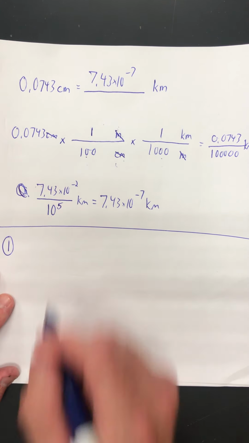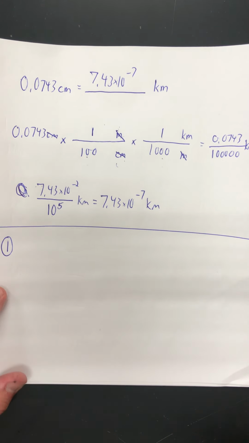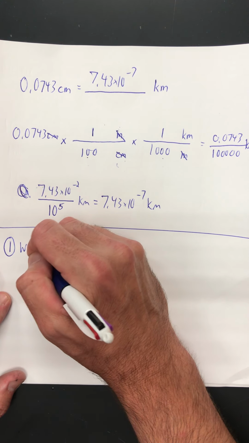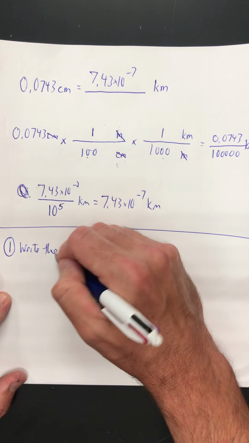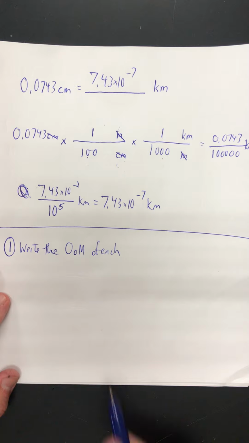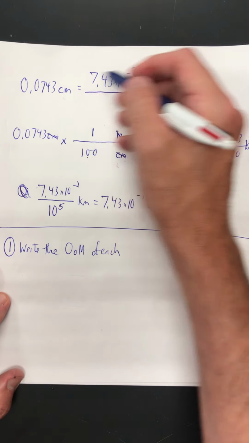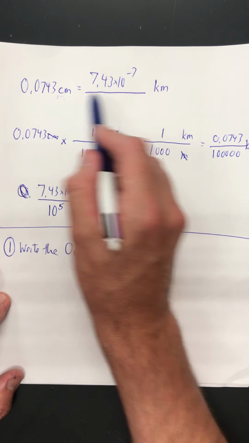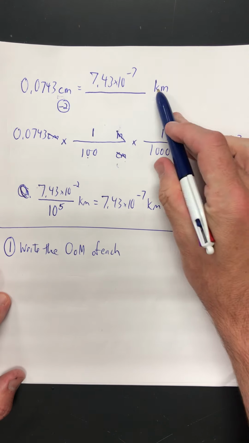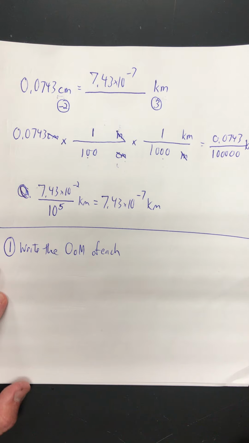So the first thing that we're going to do in this process, and this process, by the way, only works for the metric system because it's a decimal system. So here we go. The first thing we're going to do is write the order of magnitude of each. Okay? So for example, we're doing the same example here. I'm going from, let's pretend I don't know the answer, centi to kilo. So the order of magnitude of centi is -2. The order of magnitude of kilo is 3. So now I've got the order of magnitude.